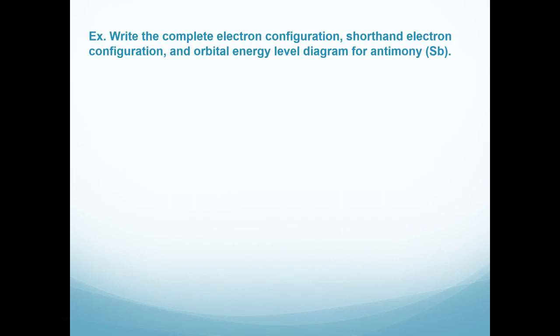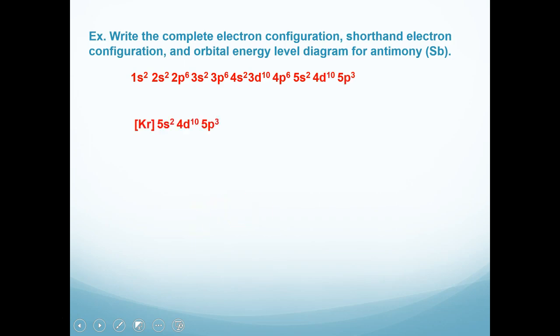We want to write the electron configuration for antimony and its diagram. So let's start with the electron configuration. Notice here that we go from 4s to 3d and then back to 4p. Or we can write it the shorthand way by looking at the noble gas that's directly above it in the periodic table, and then we can just tack on the rest here.